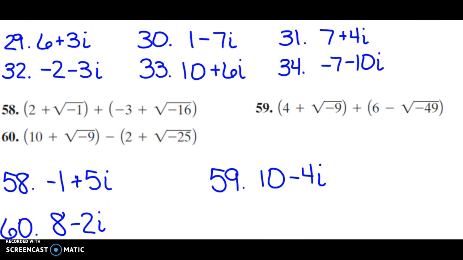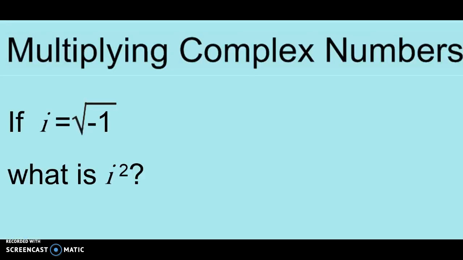All right. And I think they're right. Yep, they are. All right, so now let's talk about multiplying complex numbers. So when you multiply them, remember the magic is getting to i squared. Put i squared in your calculator. When you square i, you're going to get -1. All right, and that is exactly what we want to get.